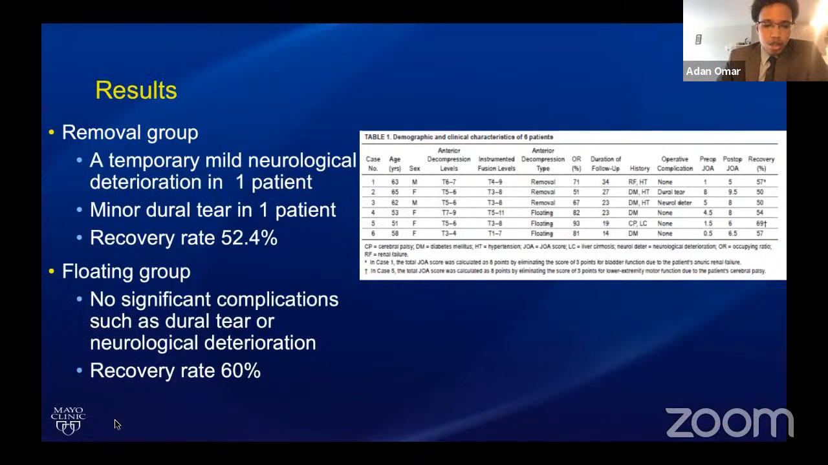So looking at the clinical outcomes of their procedure, they do report that all patients had at least 2 pairs of thoracic nerves that were sacrificed. However, this did not cause significant pain that required any medications. A temporary mild neurological deterioration that was transient after 1 month or so, as well as a minor dural tear occurred in 2 patients in the removal group, and no significant complications were seen in the floating group. The average recovery rate was about 52% in the removal group and 60% in the floating group.